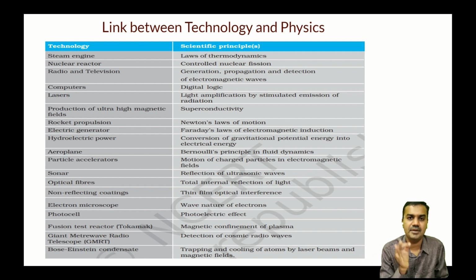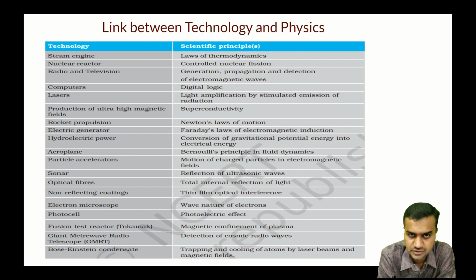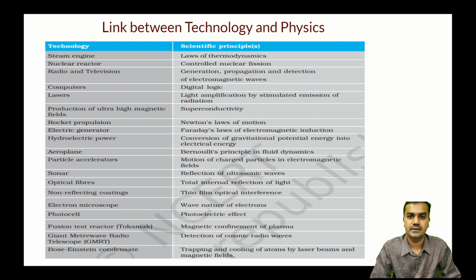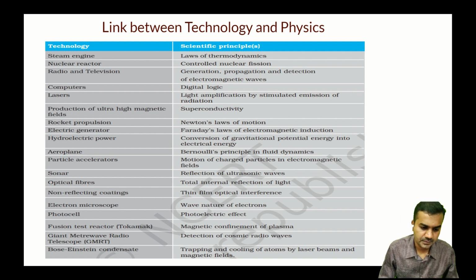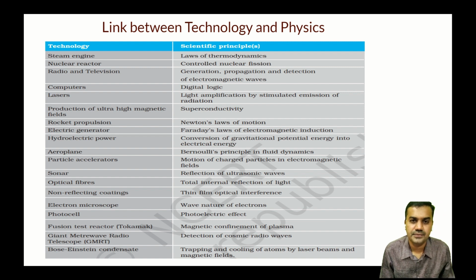When we have the theory of digital logic, finally we discovered computers. Lasers: light amplification by stimulated emission of radiation. Einstein, by using his Einstein coefficients, explained the amplification of light by stimulated emission of radiation, which led to the discovery of the laser. Superconductivity: production of ultra high magnetic fields. We can see the CT scans and all; they are using superconductivity. Rocket propulsion works on Newton's third law of motion. Electric generators: Faraday's law of electromagnetic induction, the rate of change of magnetic flux induces an EMF in the coil.